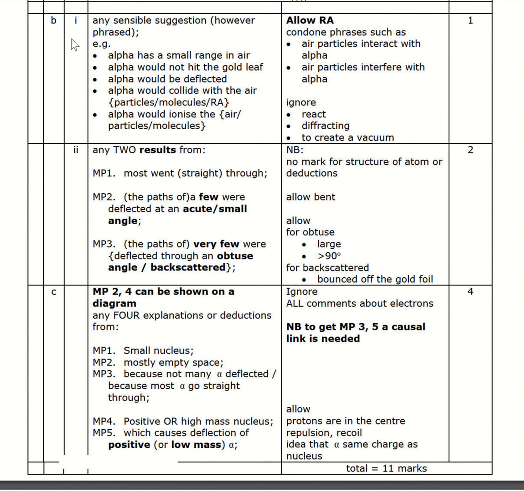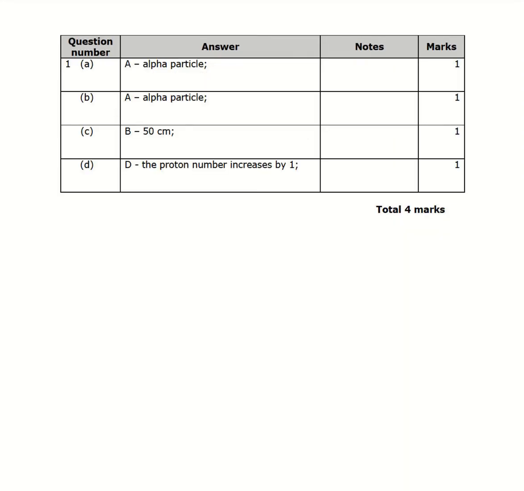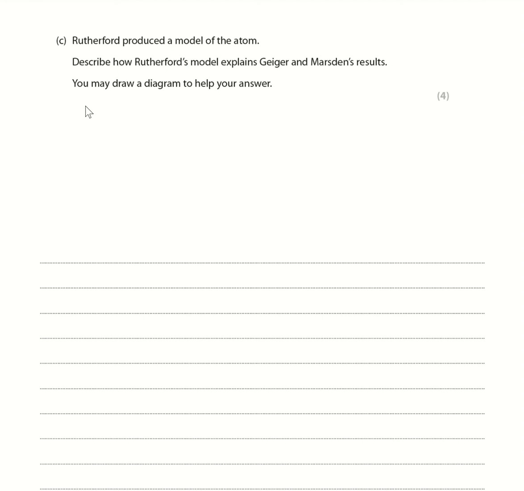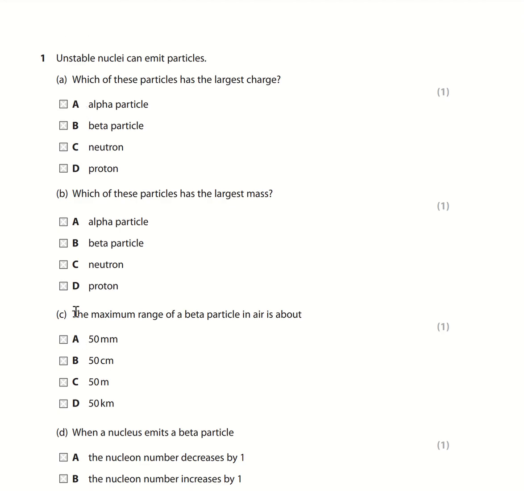Oh, and also I realized that this question in the first page is actually wrong. The maximum range of a beta particle in air is not about 50 centimeters. The maximum range of beta particles is actually a few meters. This is half a meter. So actually, the maximum range of beta particles is a few meters. So yeah, that's what I wanted to point out.